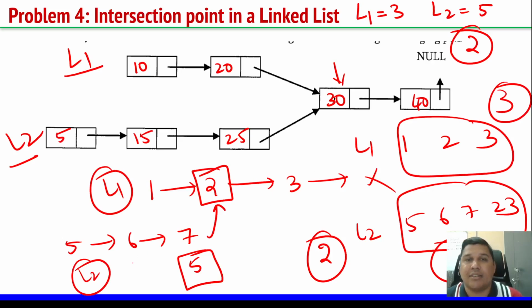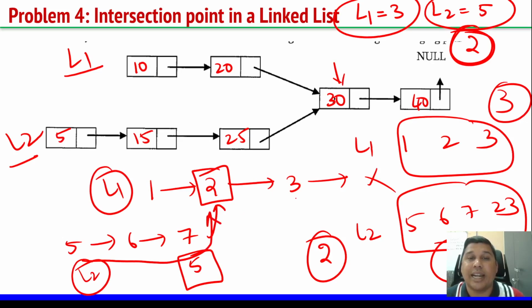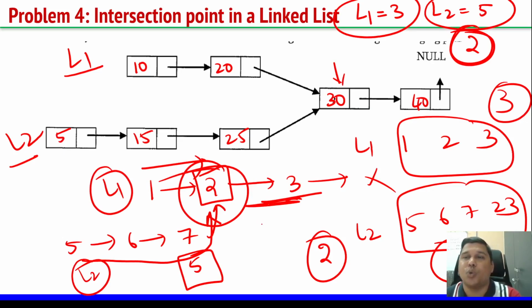So L1 is 3, this is 5, and you are having a point 2 here, right. So in this list of 5, you iterate it. How long should I iterate it? The difference is 2. So if you take L1, just iterate 2 points, come to the second point, that is the meeting point. In list L1, traverse 2 times.